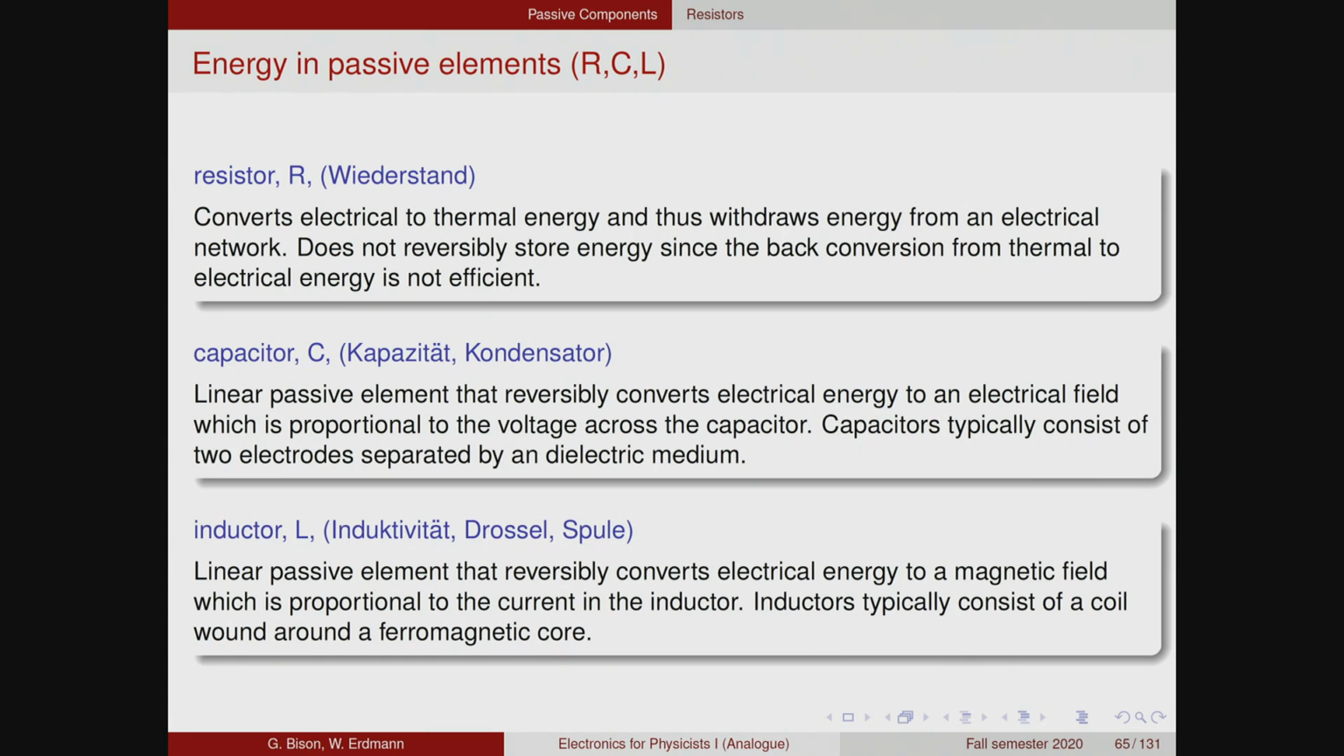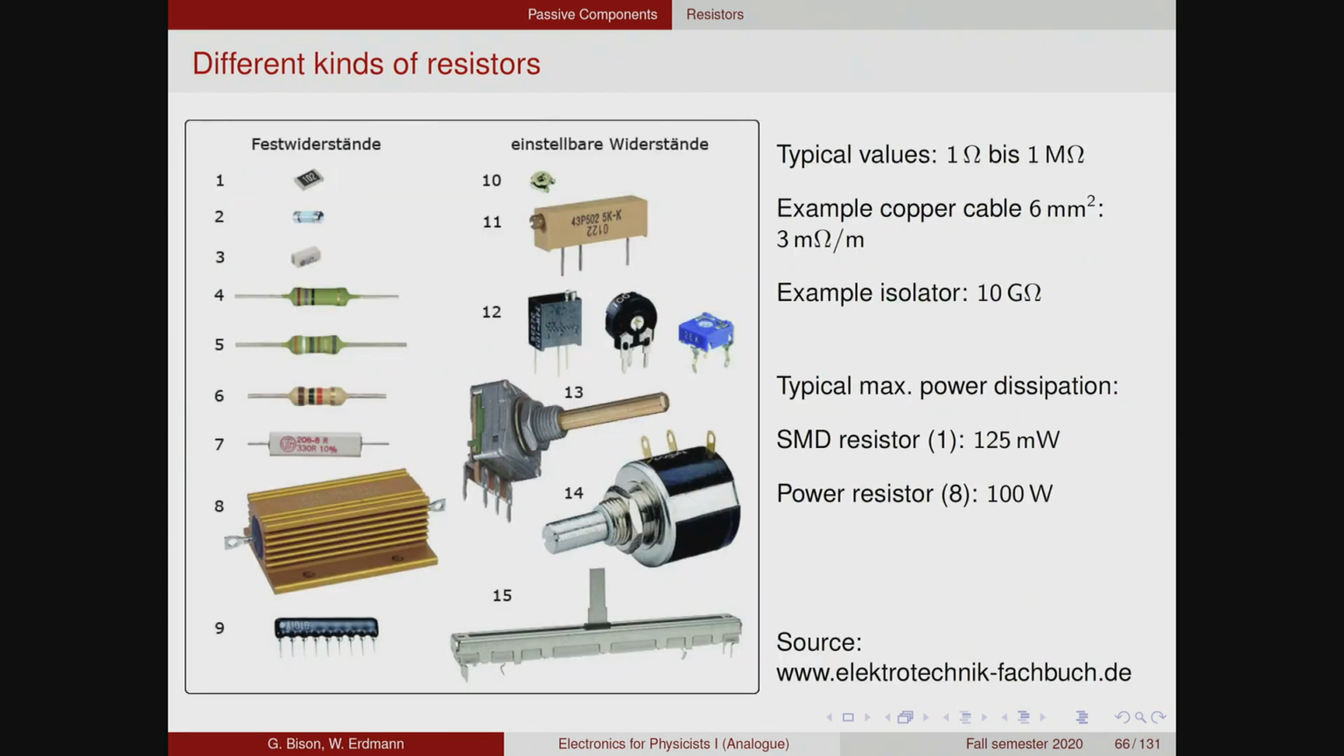Okay, so let's go into resistors we've dealt with. Let's go into capacitors and inductors. First of all, resistors. Different kinds of resistors exist. Those are the smallest ones for surface mount components. They can be tiny. And then, as we said, resistors convert electrical energy into heat.